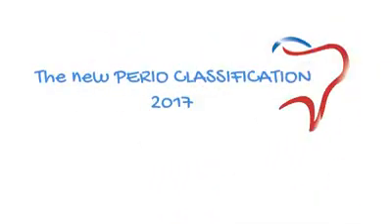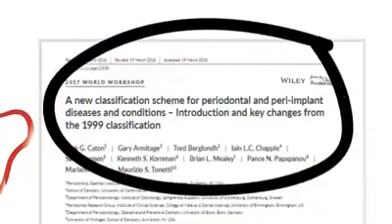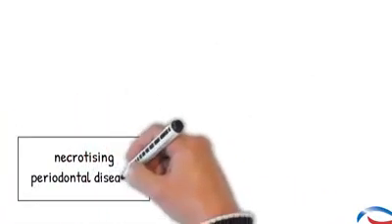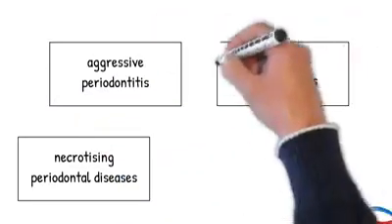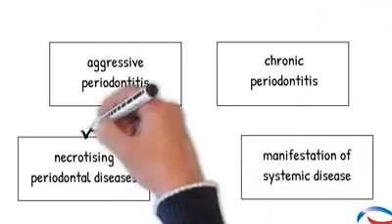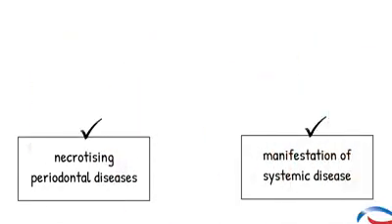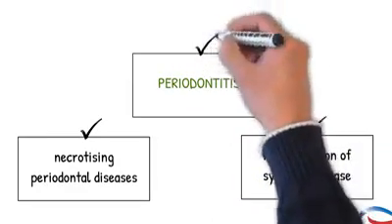Hi, today we're going to explain the new periodontal classification system, which was released last year following the World Workshop in Periodontology in 2017. Previously, there were four main categories of periodontal disease according to the old 1999 classification system: necrotizing diseases and periodontal diseases as a manifestation of systemic disease remain the same. However, aggressive and chronic periodontitis have been replaced with a single category called periodontitis.